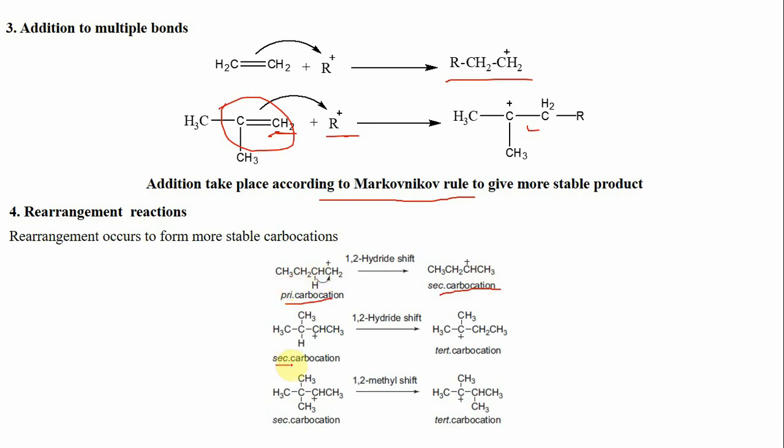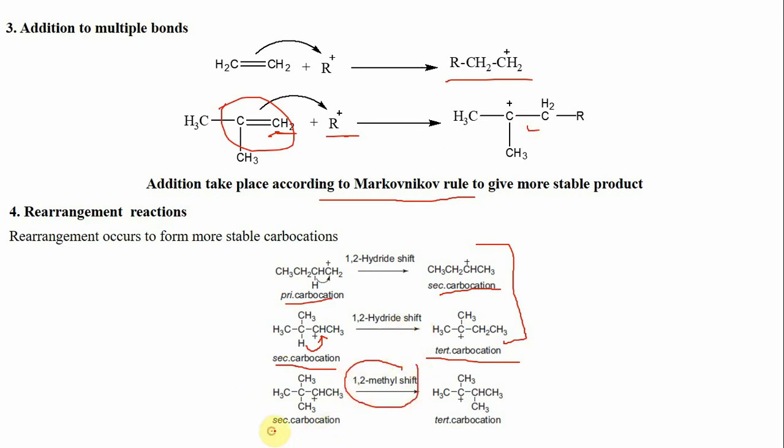Similarly, in this secondary carbocation also, this hydrogen as a hydride ion shifts to this carbon to give rise to a tertiary carbocation, which is more stable as compared to the secondary carbocation. So there may be a 1,2 hydride shift to acquire extra stability. Moreover, a 1,2 methyl shift or 1,2 alkyl shift can also take place to acquire stability.